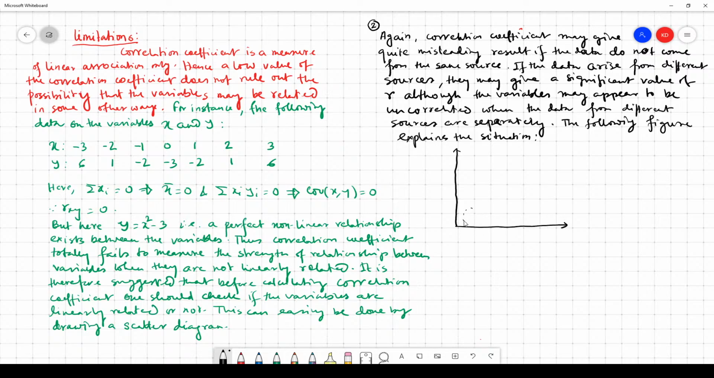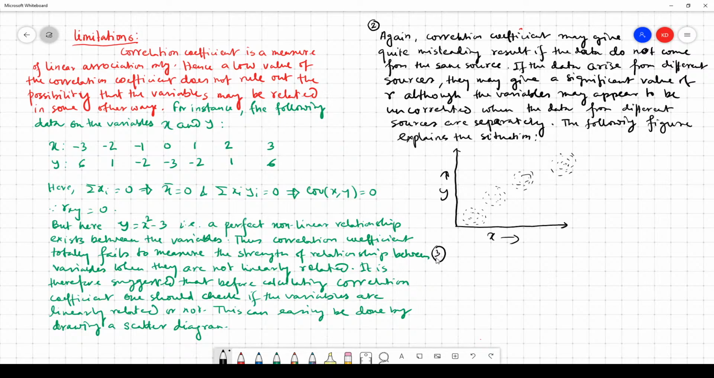This means zero correlation. This comes from one source. Again, this is a zero correlation, comes from a second source, third source, and so on. But if you look at the whole data, you can see that there is a positive correlation coefficient between x and y. But in reality, this is not true. These are independent. That's why this is called a misleading correlation coefficient or misleading result.